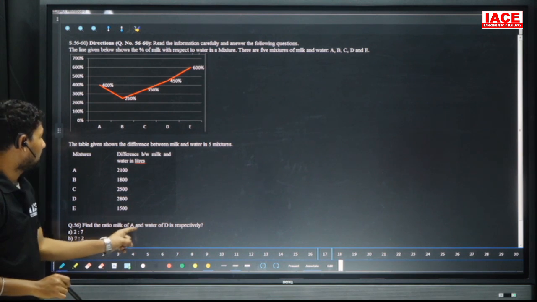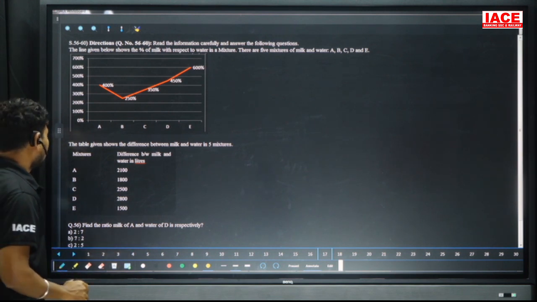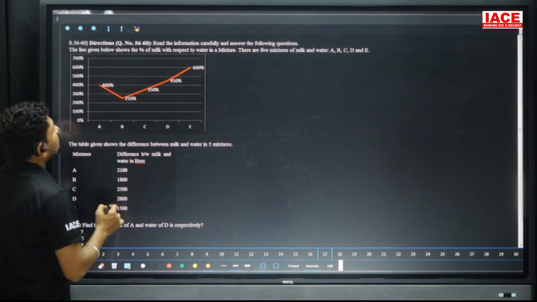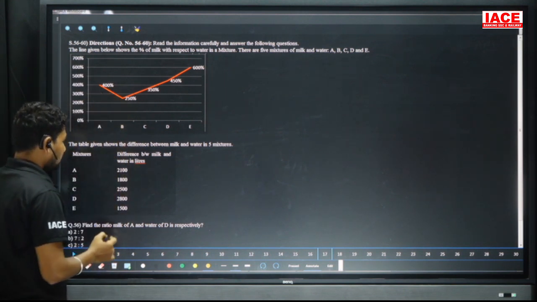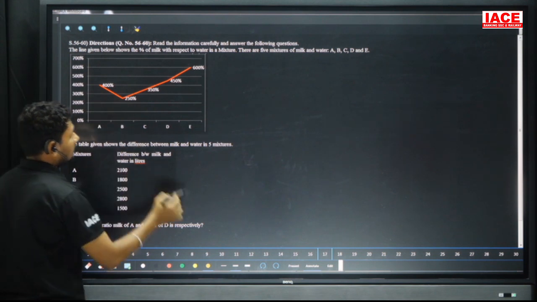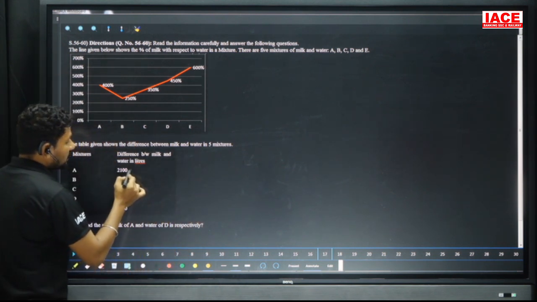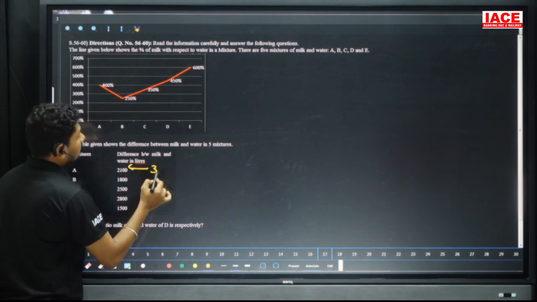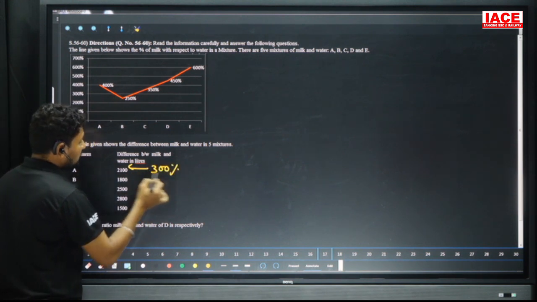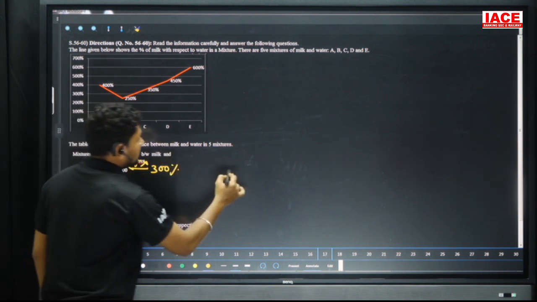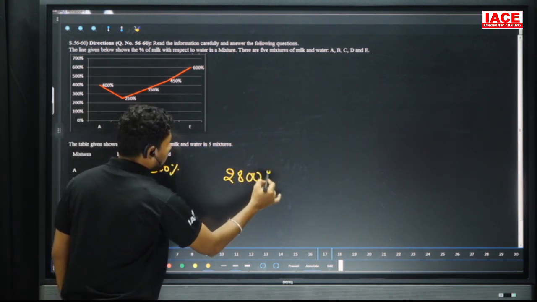Find the ratio of milk in A and water in D respectively. The ratio is required. A value is how much? 2100. In A, milk is 400 percent, and the difference is 300 percent. 300 percent is equal to 2100, which is multiplied by 7. 7 times 4 is equal to 2800. This is the milk of A.